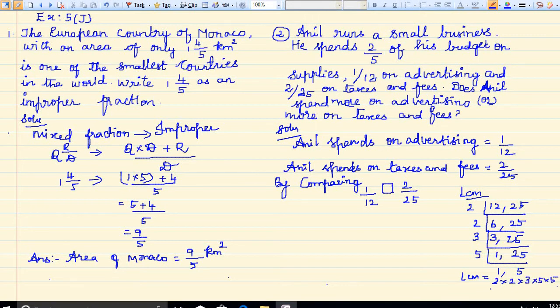See, what is this? 2 2s are 4. 4 3s are 12. 12 5s are 60. 60 5s are 300. So listen, already 12 is there. 2 2s are 4. 4 3s are 12.